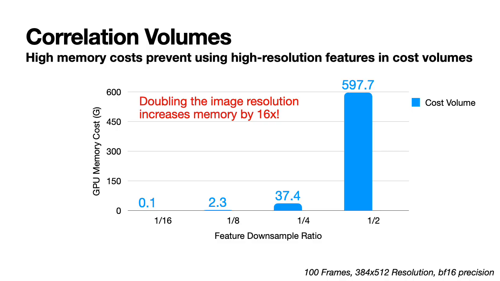However, cost volumes come with a fundamental bottleneck. They compare every feature in one frame to every feature in another, so memory and compute scale quadratically with resolution. As a result, most trackers are forced to operate at coarse feature strides, often around 1/8 resolution, which is too coarse for thin structures, boundaries, and precise localization.